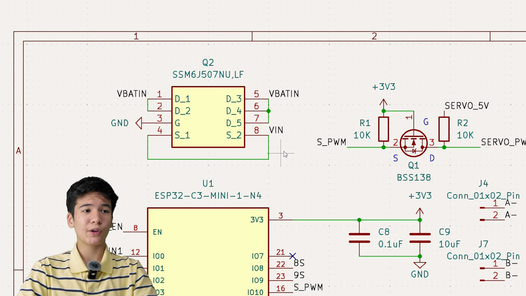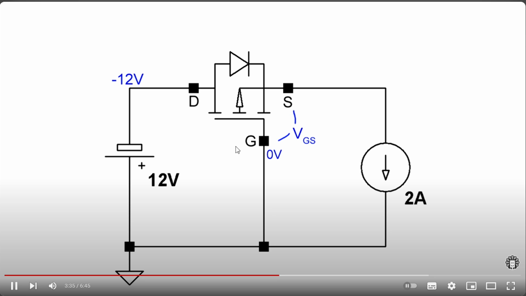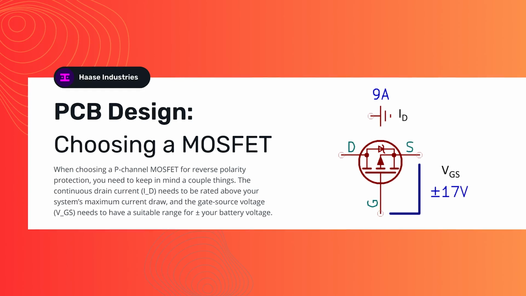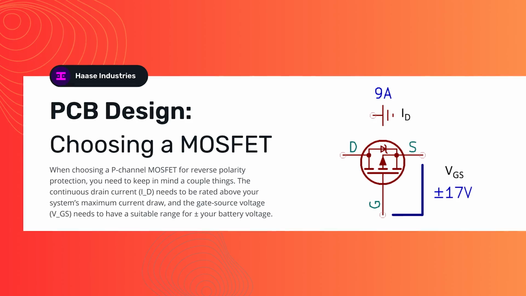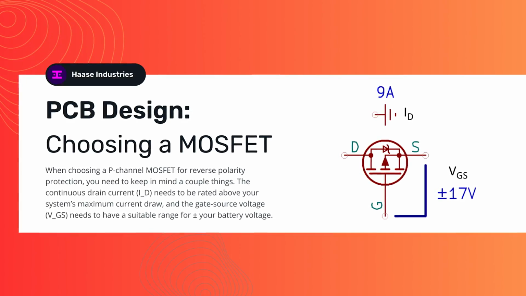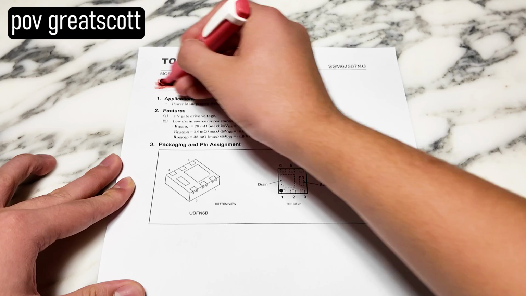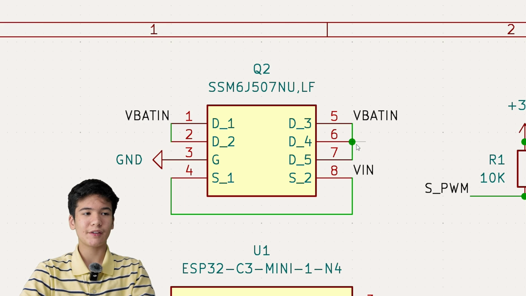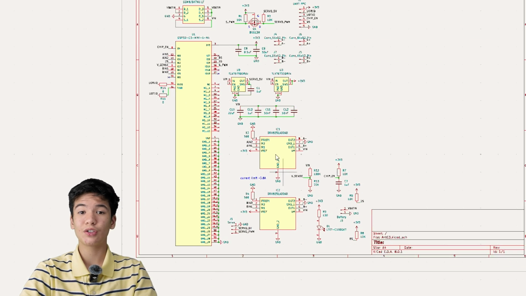I won't explain how it works since you can already check out his video for that purpose, but nevertheless, I chose my P-channel MOSFET with ratings which would be safe for my system no matter which way the battery is plugged. And that meant at least plus or minus 17 volts from the gate to the source, and 9 amps continuous drain current. The SSM6J507NU from Toshiba seemed to fulfill all these requirements in a 2x2mm package, so the 5 drain pins went to the battery's input, gate pin to ground, and the remaining 2 source pins to the load, which comprised of 2 motor drivers and 2 LDOs.